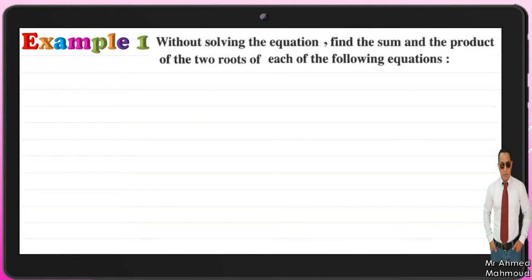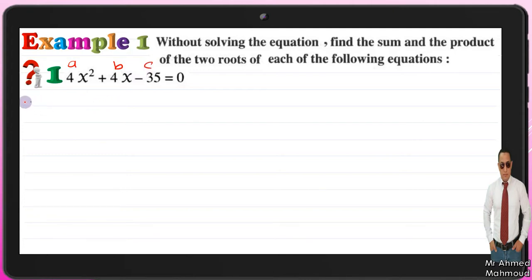Without solving the equation, find the sum and the product of the two roots of each of the following equations. Number 1: 4x² + 4x − 35 = 0. Here a equals 4, b equals 4, c equals negative 35.